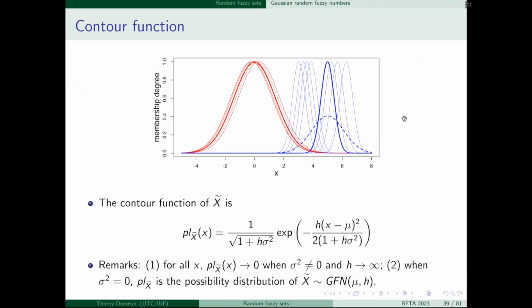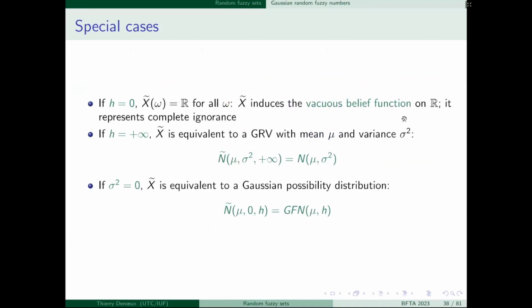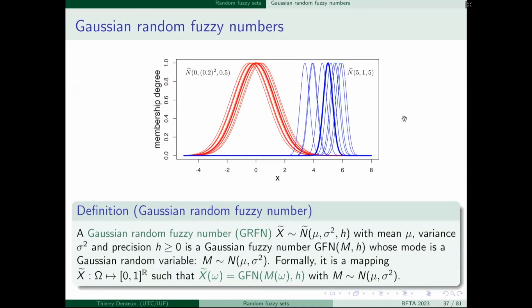So here you see we have two cases. I just take 10 realizations of the mode to give an idea of the variability. Okay, so here you have low precision. It's not very precise, but it doesn't vary too much. Here it's more precise, but it has a higher variance. Okay, it's two different kinds of uncertainty.